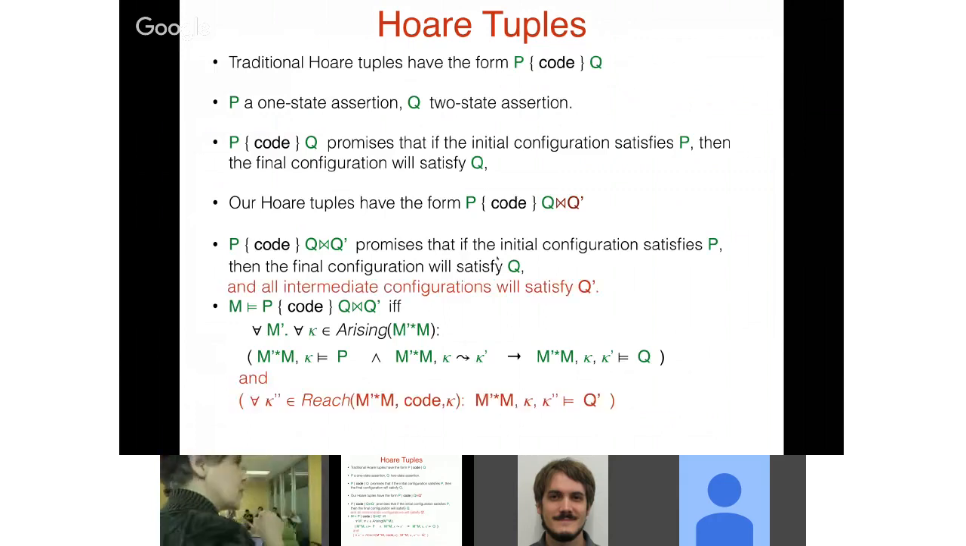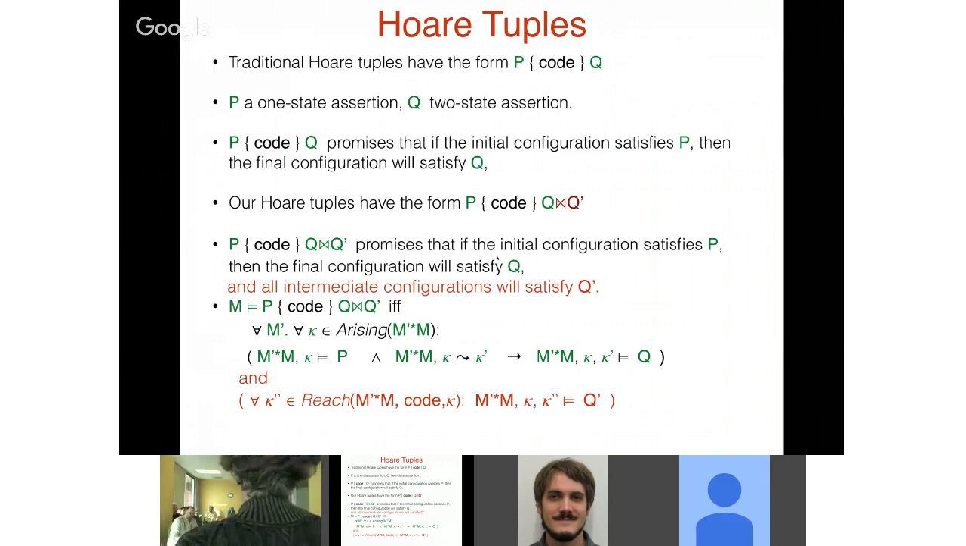So far we are with standard Hoare logic, but the extra ingredient is this Q prime, which is an invariant, and it says all intermediate configurations will satisfy Q prime. So the extra thing that we know is that in all intermediate configurations, kappa double prime, that can be reached through execution of the code in the configuration kappa will be satisfying Q prime.